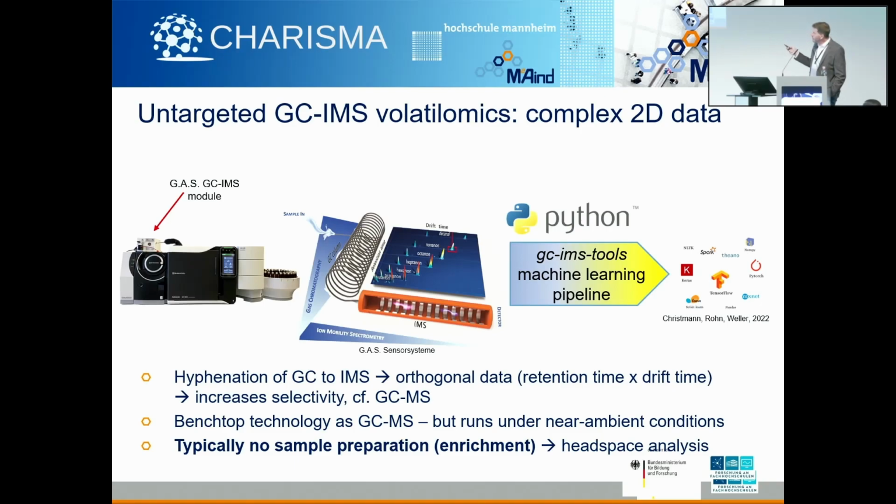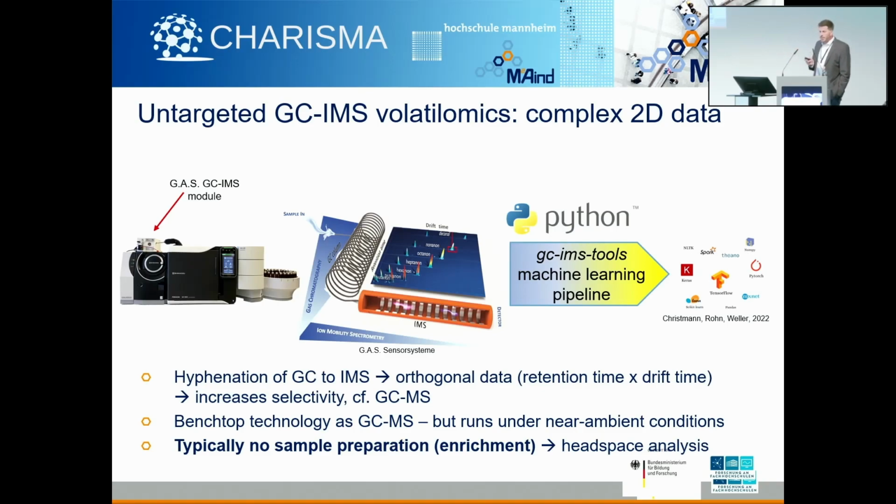And what we're getting is two-dimensional data. So you have the retention from the gas chromatography and the drift time from the ion mobility, giving you three-dimensional data, or two-dimensional data in a mathematical context. So what we are using for that, because this is really, really complex data, we're using machine learning platforms we had to develop ourselves because there was nothing available in the market. So that's something that we're specialized on.